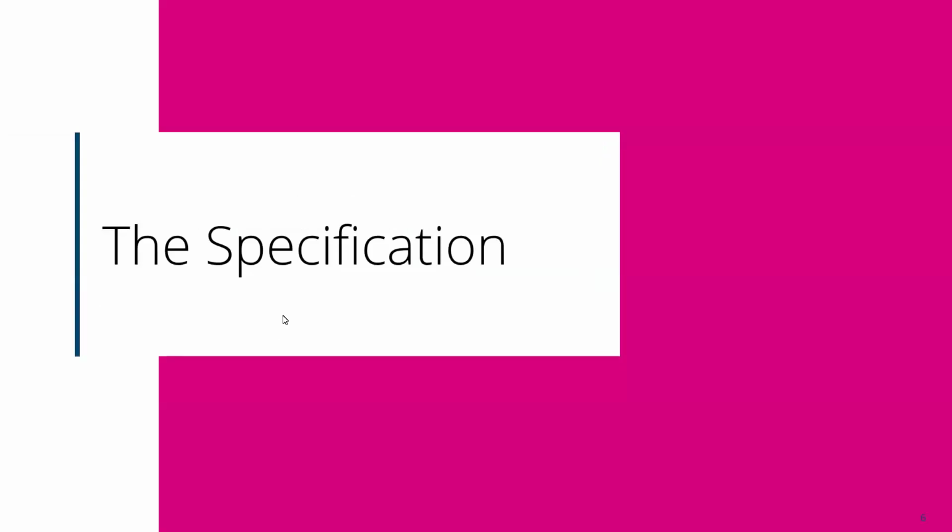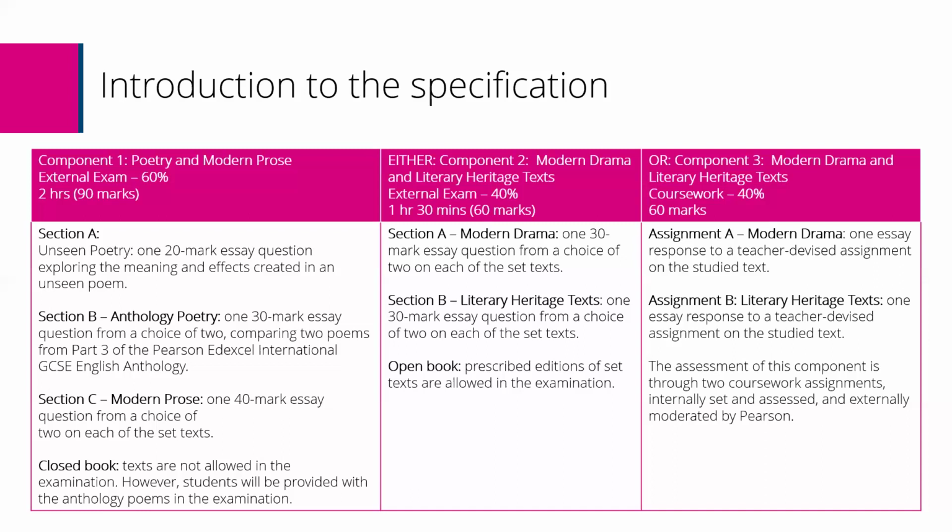So moving on to thinking about the specification, the 4ET IGCSE. So there are two routes through this qualification. You can either choose the exam route, which is paper 1 and paper 2. Paper 1 is mandatory for all students. So you can choose paper 1, the exam, and paper 2, the exam, or you can choose paper 1, the exam, and paper 3, the coursework route. And that's up to your school to decide which of those routes through they want to take.